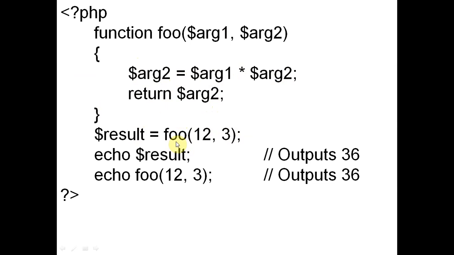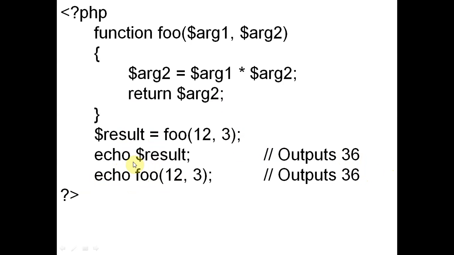And you can see we are running this foo function by this statement, and here we are passing 12 and 3. 12 is transferred to arg1 and 3 is transferred to arg2, and finally their multiplication is returned to this result variable, and we are printing this result variable by this statement, echo result. So the output will be 36. So it will return the output 36, and we are printing this statement also.